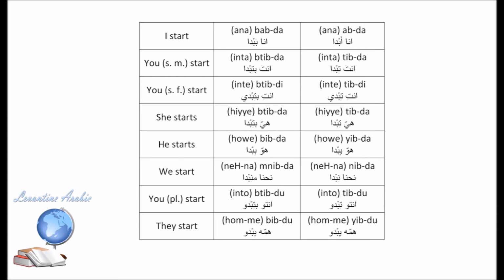She starts, هي بتبدأ. He starts, هو بيبدأ. We start, نحن بنبدأ. You start, plural, أنتوا بتبدوا. They start, هم بيبدوا. Or you can conjugate without the ba. أنا أبدأ, أنت تبدأ, أنتِ تبدي, هي تبدأ, هو يبدأ, نحن نبدأ, أنتوا تبدوا, هم يبدوا.